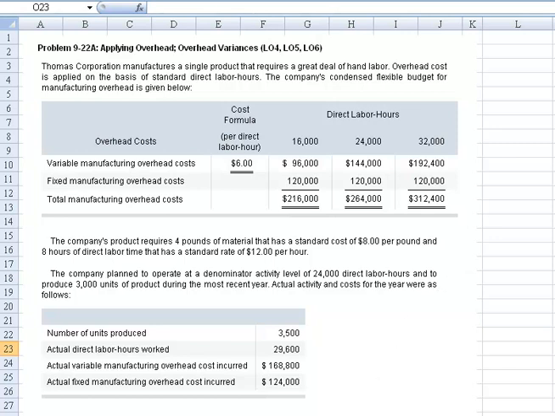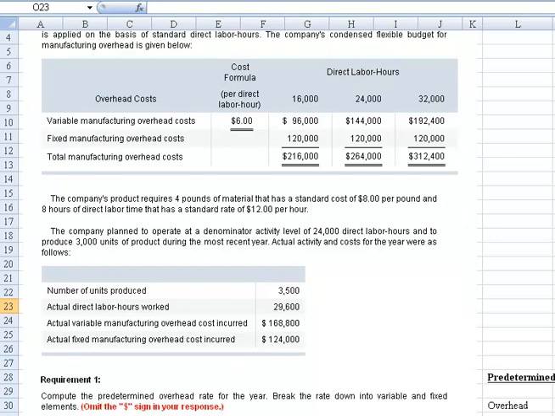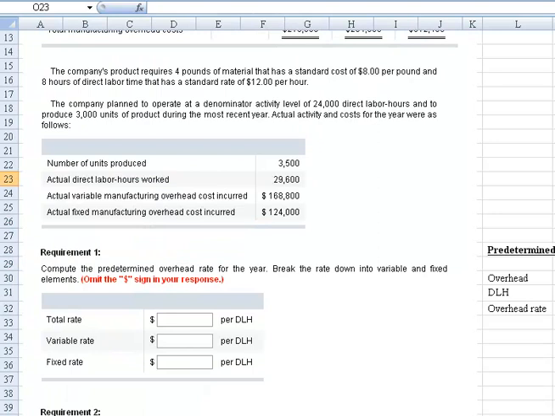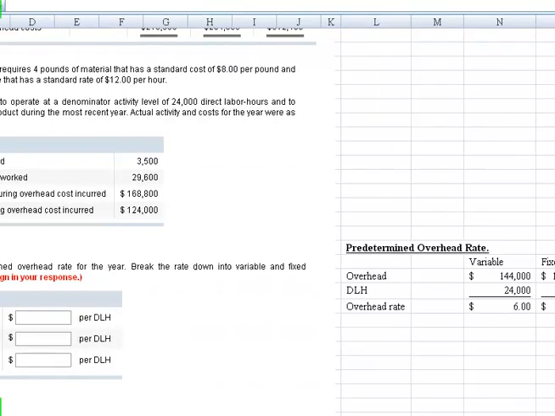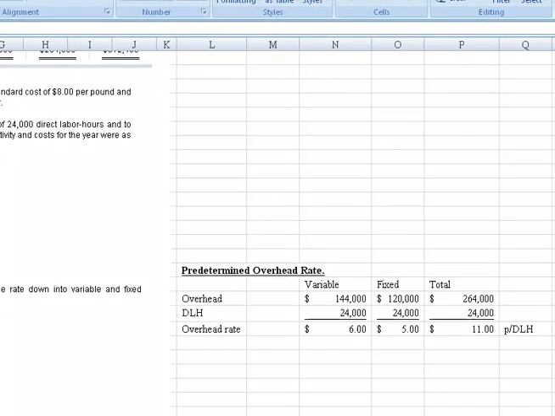Alright, now let me slide a little bit and see what the problem asked us. Requirement 1: compute the predetermined overhead rate for the year. Break the rate down into variable and fixed elements. Now I'll move over to the right and show you where I work this one. Okay, you should see that now on the screen.